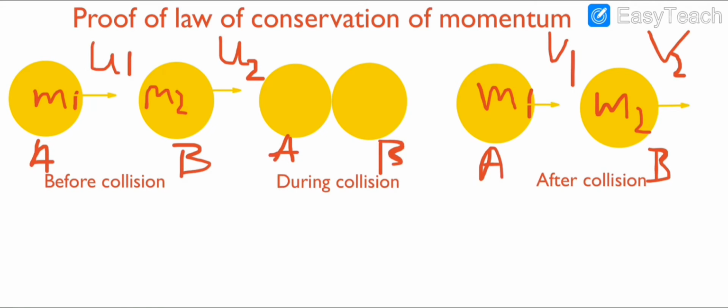So children, this is the diagram in front of you. There are two balls moving with velocity u1 and u2. One has mass m1 and the second has mass m2. They are labeled as ball A and ball B. Before collision, during collision and after collision, they have velocity v1 and v2 after collision, and the rest is the same. So this is the diagram for the proving. Now we are heading towards the proving.